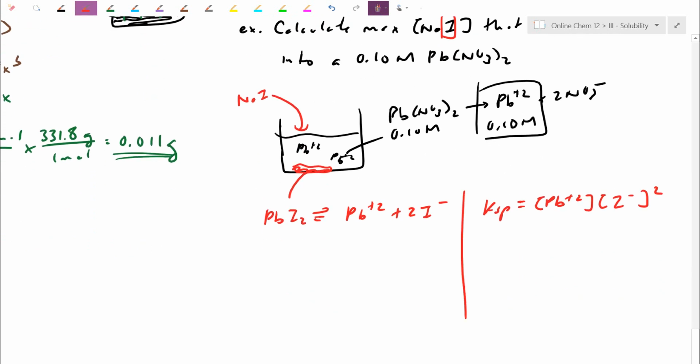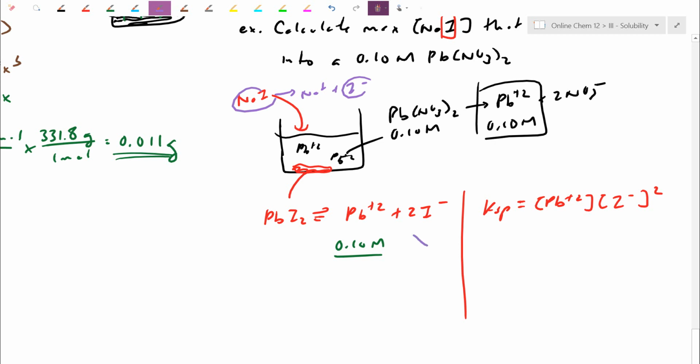In this situation, because the I minus and the Pb2+ came from two different mixtures, I already knew the lead is 0.10. But unfortunately, because I'm mixing solutions, I can't just follow the mole ratio. Oh, if lead is 0.1, this one here has to be 0.2. I didn't start off with PbI2. In fact, the NaI is going to break up to form Na+ and I minus in a 1-to-1 ratio.